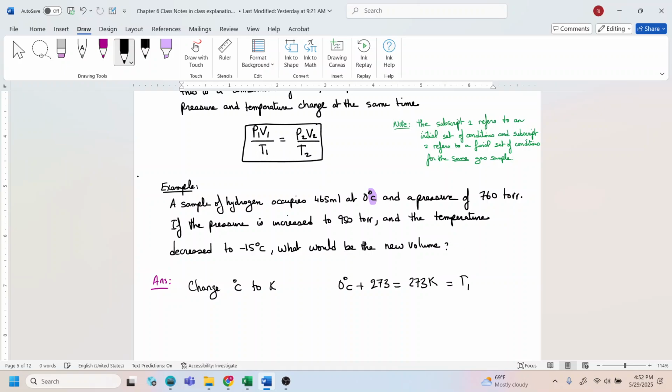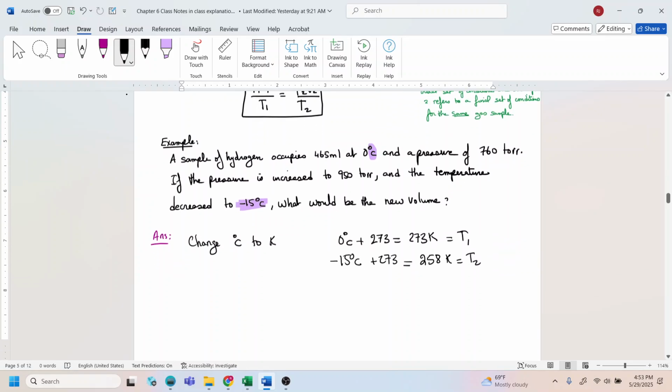So the first temperature is 273 Kelvin. The second one is minus 15 Celsius. So this is minus 15 Celsius plus 273. You have to subtract here. So your temperature is 258 Kelvin, and this is your second temperature.